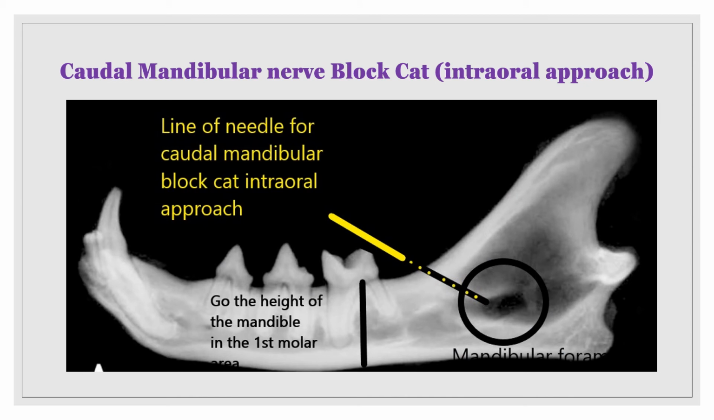So in the cat, the caudal mandibular nerve block, the intraoral approach, again, we go the full height of the mandible in the first molar region, mid first molar region here. That's how far we go in. We go where the demarcation of the vertical ramus meets the horizontal body of the mandible. So in this area here, so it's not just behind the last molar tooth, it's a little bit more caudal to that. This is the main cusp of the first molar tooth. If not, then you'll run it at around 30 degrees from the horizontal, and you run the needle in, tracking along the medial side of the ramus of the mandible. There's our mandibular foramen here.